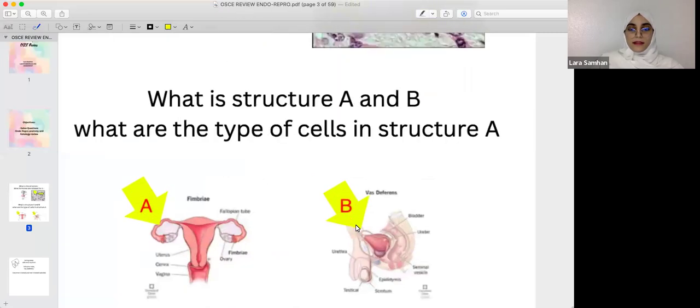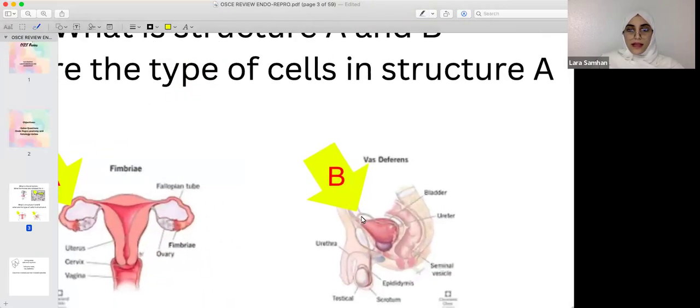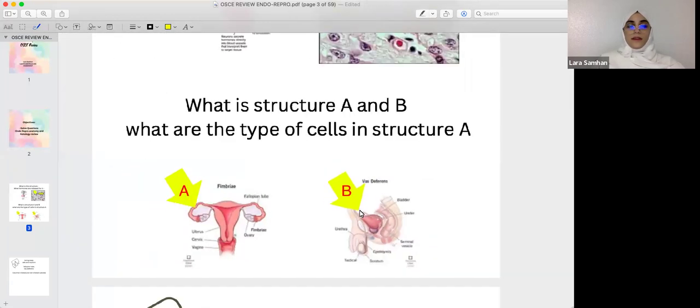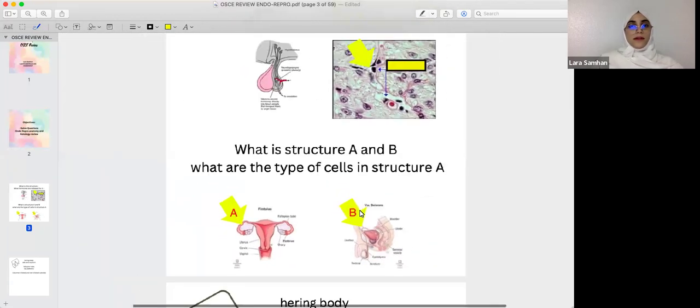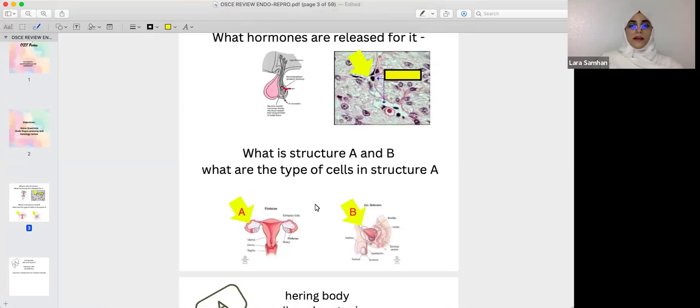Structure B, I'll zoom in a little bit so it's clear. As you can see, this is basically the vas deferens. A question can come very straight to the point like this: what is structure A? What is structure B? Good. Now, what type of cells are available in structure A? We said this is the fallopian tube. What's the name of the cells in the fallopian tube?